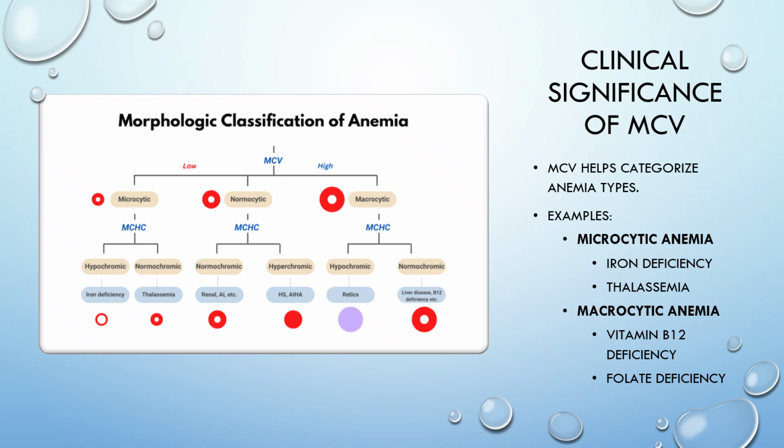If the MCV is high, meaning the cells are macrocytic, we start considering processes that interfere with normal red blood cell maturation. A couple of the most well-known examples are vitamin B12 deficiency and folate deficiency, both of which affect DNA synthesis in developing erythrocytes.